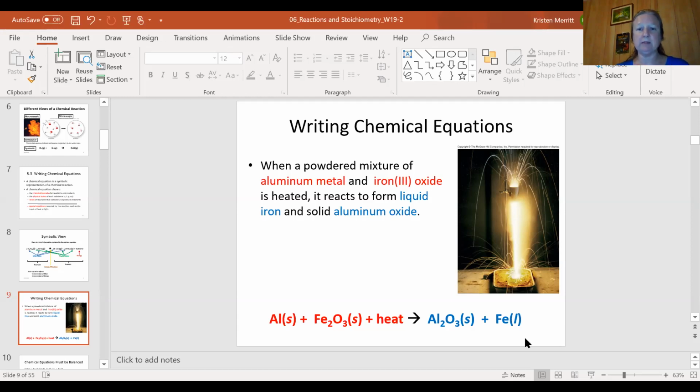However, this is not balanced, is it? I have 2 aluminums over here. I have 1 over here. So that already tells you this is not balanced. Now notice we don't put a 1 subscript. We only put a coefficient if it's more than 1. So I'm going to go back to the whiteboard.